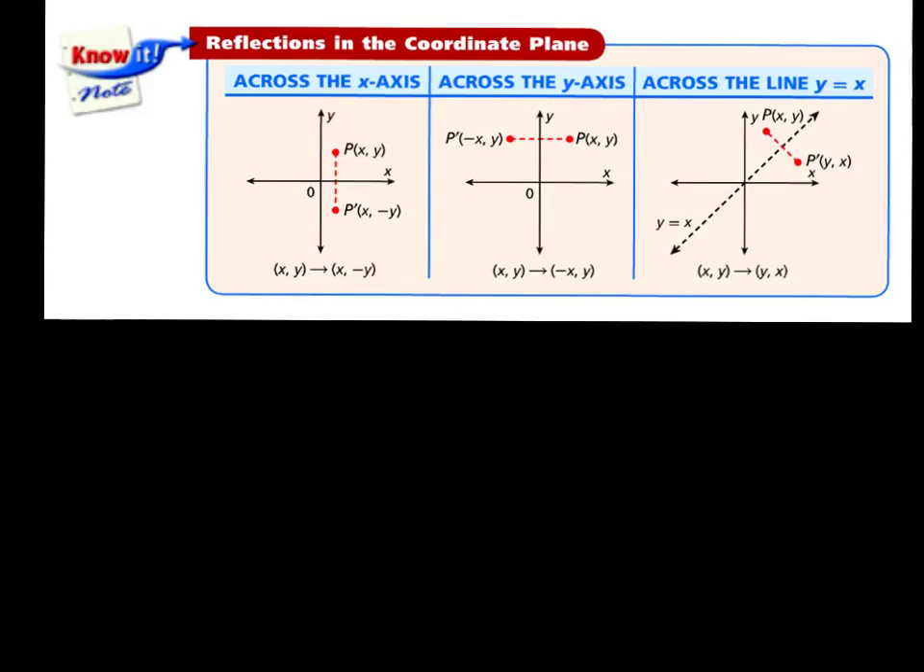So, for example, if you're going to cross the x-axis and you have point P and it becomes P prime, the x value remains the same, but you take the opposite of the y value. If you're going to cross the y-axis, the y values stay the same, but the x value becomes the opposite. If you go across line y equals x, P, which is (x, y), is going to become (y, x), which means you just flip the x and y around.